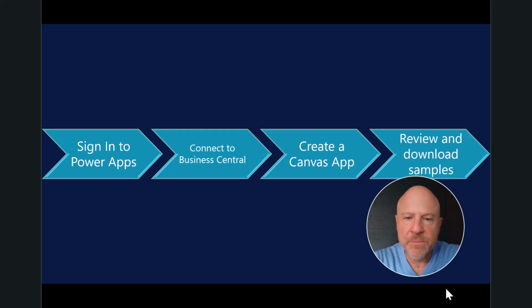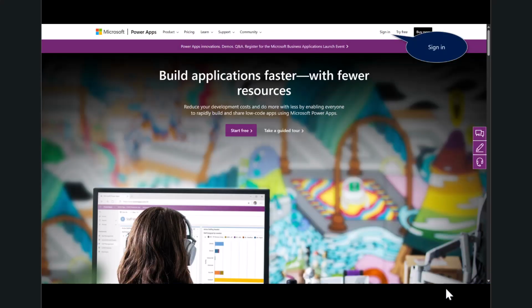So for this video, just to get you a sense of where we're going to go, we're going to sign into Power Apps. We'll connect to Business Central. We'll create a Canvas app, and then we'll review the sample downloads that you can take advantage of.